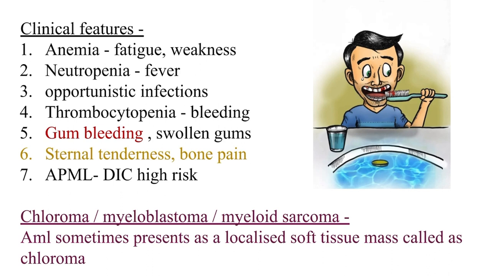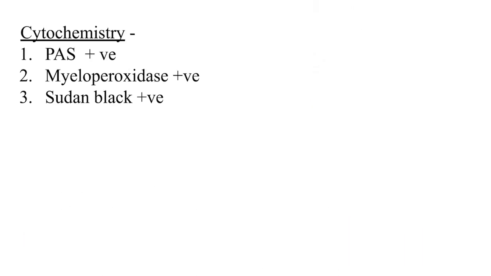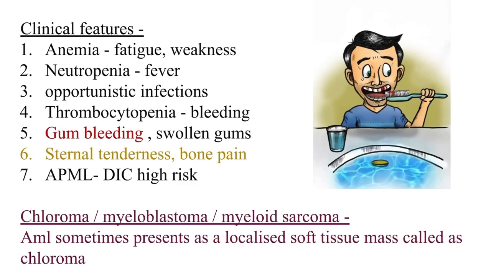The AML is a neoplasia of blood, WBC cells, right? But in case the AML patient presents with a localized soft tissue mass, it is called chloroma. In the cytochemistry, the PAS stain is positive, myeloperoxidase stain is also positive. So often in some questions it will be given as myeloperoxidase stain positive. It is only seen in AML. Myeloperoxidase stain is negative in case of ALL. And Sudan black is also positive in case of AML. So this is about AML.